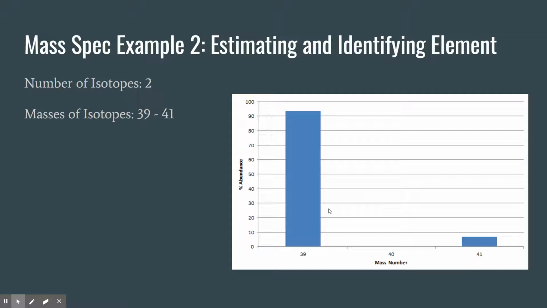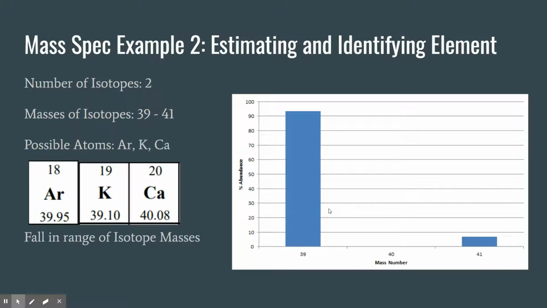If I know that, I can limit where I'm looking at the periodic table in order to figure out what element this is, because the only elements on the periodic table that have atomic masses anywhere between 39 and 41 are argon, potassium, and calcium. Argon has a mass of about 40, potassium about 39, and calcium also around 40.